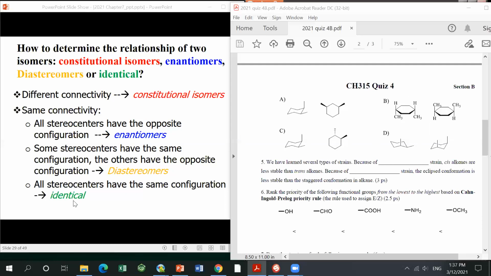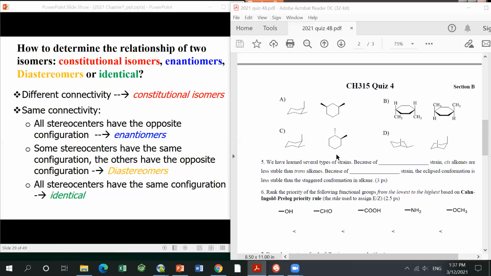Yeah, that's right. Should be identical. These two are actually the same molecule. If you rotate one molecule, for example the right molecule, by 180 degrees, the two methyl groups will point down and overlap with the other molecule, so these two will be the same molecule.